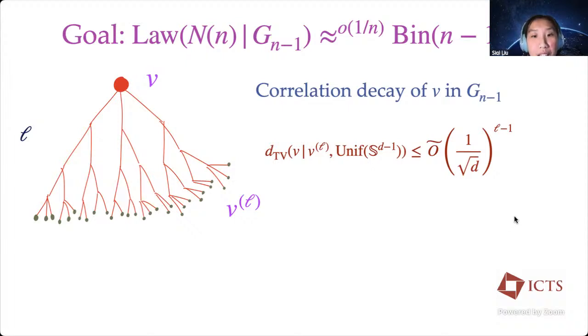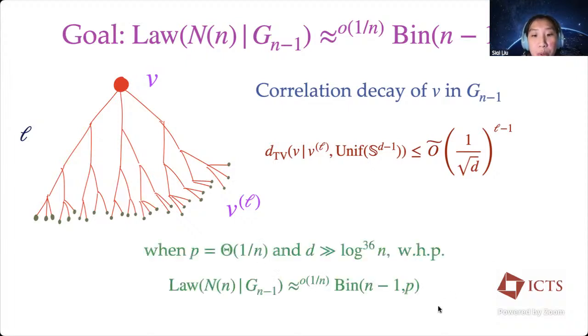So because of that, we are able to conclude that if we pick D large enough, and in the particular case we're considering here, we pick D to be bigger than log to the 36 n, then what we end up getting is that all these V_j's from S are i.i.d. uniform on the unit sphere.